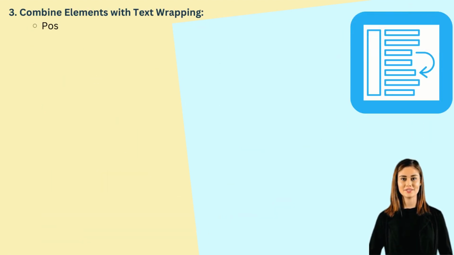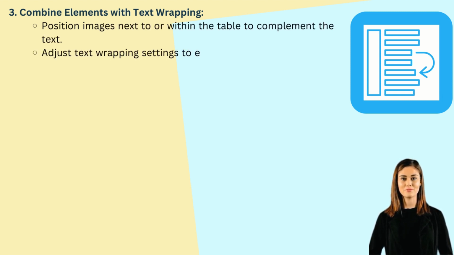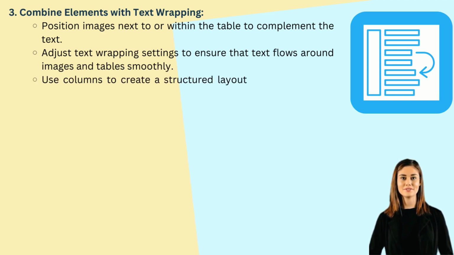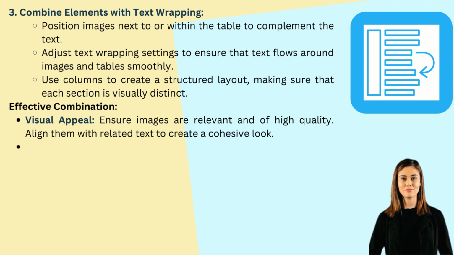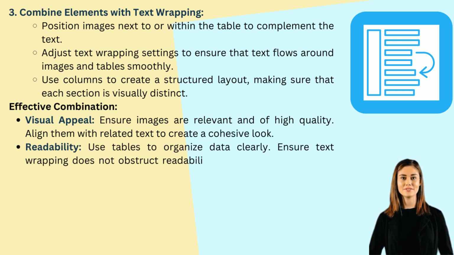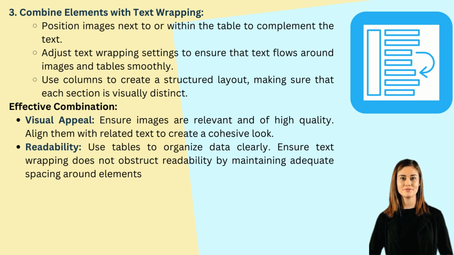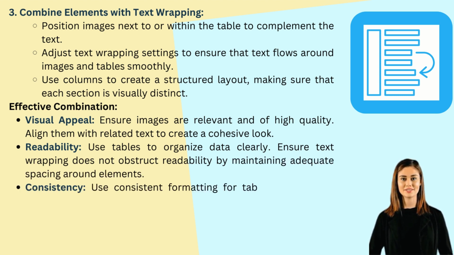3. Combine elements with text wrapping. First, position images next to or within the table to complement the text. Second, adjust text wrapping settings to ensure that text flows around images and tables smoothly. Third, use columns to create a structured layout, making sure that each section is visually distinct. Effective combination. Visual appeal: ensure images are relevant and of high quality. Align them with related text to create a cohesive look.